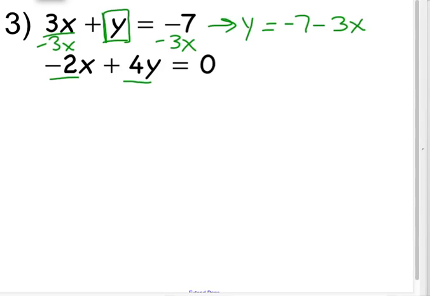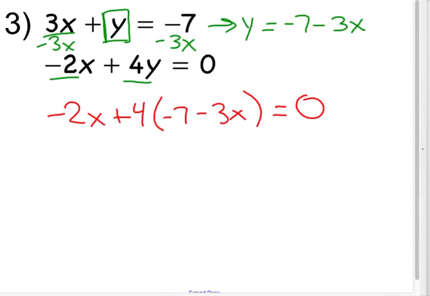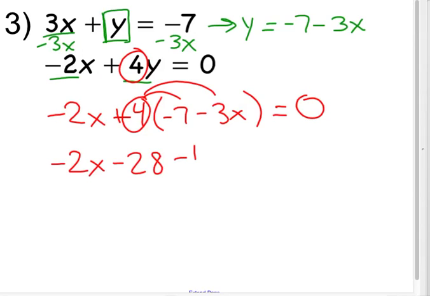Now I'm going to go down to my second equation. Remember the other equation, 2x plus 4 times y, but instead of y, I'm going to write -7 minus 3x. This equals 0. Now notice, I have a 4 in front of what I'm substituting, so I'm going to have to distribute now. Positive times a negative is a negative, so I have -28 minus 12x equals 0.